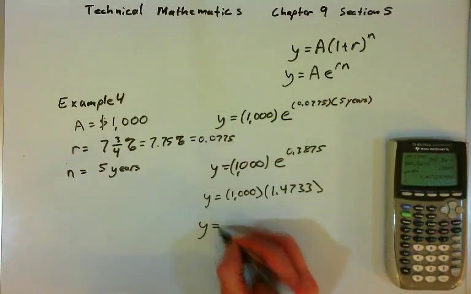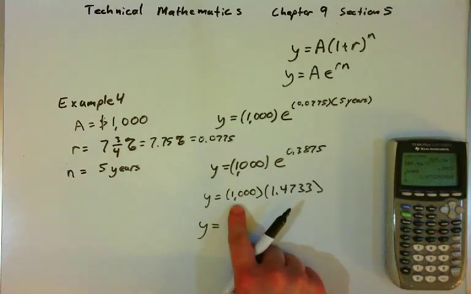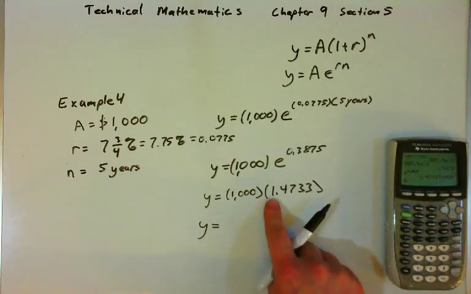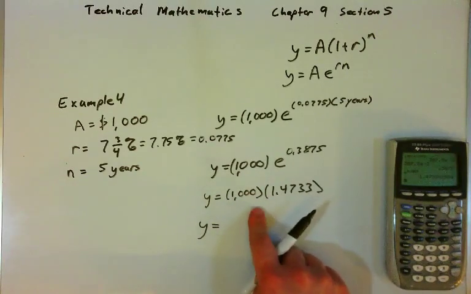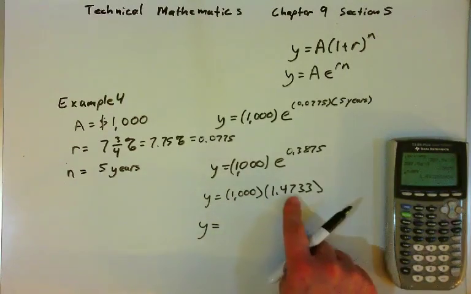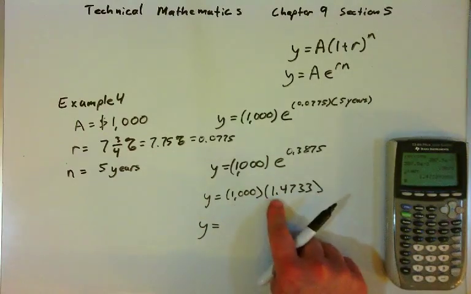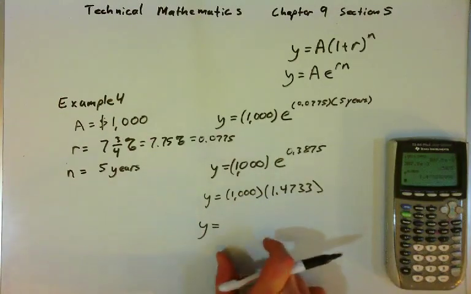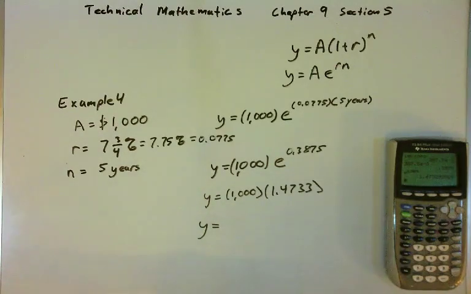Okay, last step will be to multiply. And so you can see what we're saying is that after 5 years, your initial investment will have grown by 47%. The 1 is your original amount, your 1,000. Right, so 1 times 1,000 is your original amount, 1,000. And the 0.4733 times your 1,000 is the amount that it has grown by. And so when we multiply by 1.4733, that's going to be the sum of your original amount and also the amount of growth.